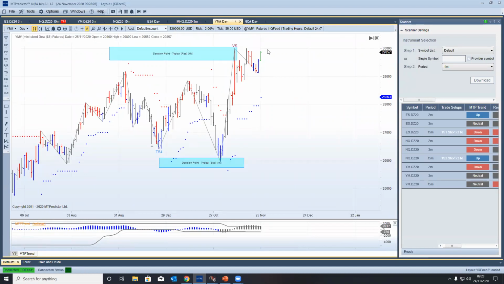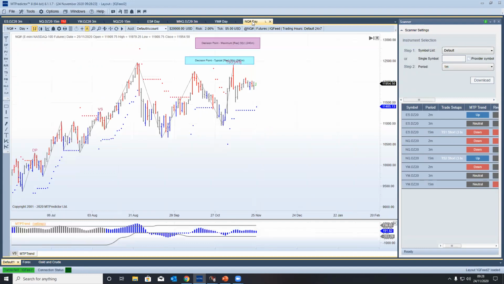Not so much with the YM because that's actually making a move. So it'll be interesting to see what these markets do over the next few days, whether we do get a little spike up to new highs on the YM and what happens on the NQ in particular with this sort of coiling up as it goes sideways.